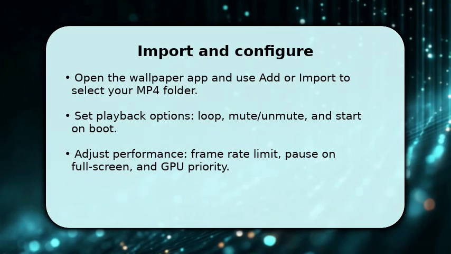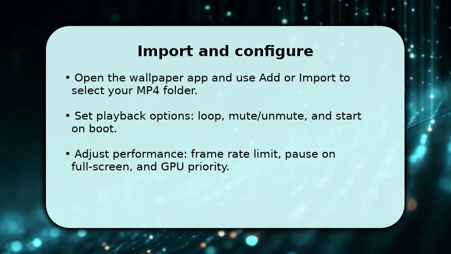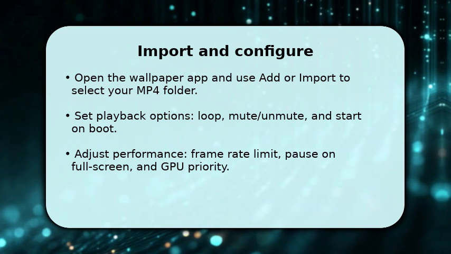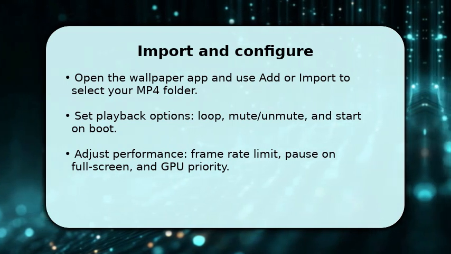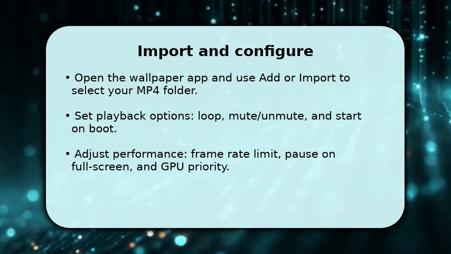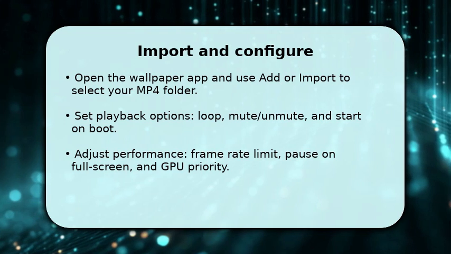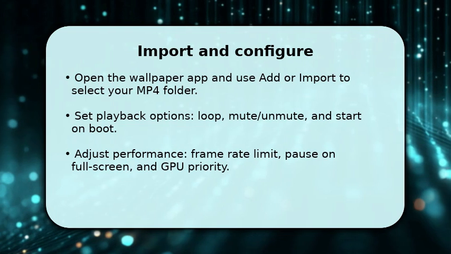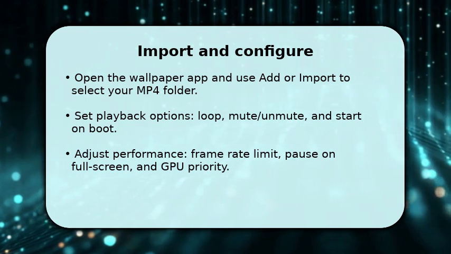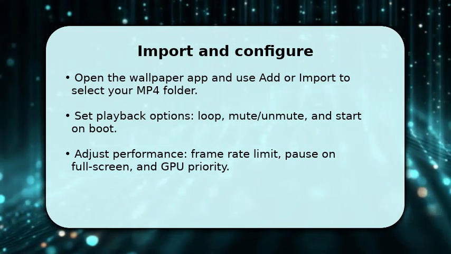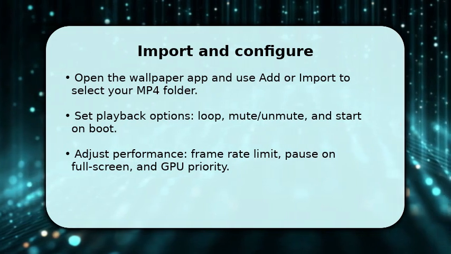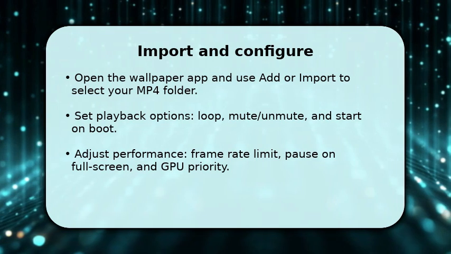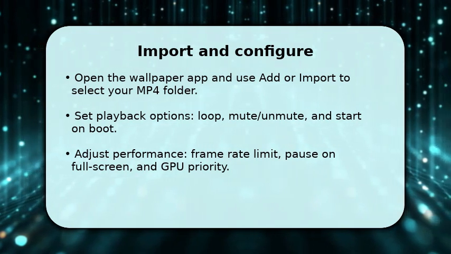Next, you import and tune the wallpaper. Open the app, click Add or Import, and point to your MP4. The tool will generate a wallpaper entry. Then configure playback: choose Continuous Loop, enable or disable audio, and set it to start with Windows so it's always active. Make sure to adjust performance settings. Cap FPS to 30 or 60, enable pause on full-screen apps, and set GPU priority if needed. Doing this balances smooth visuals with responsive system performance.